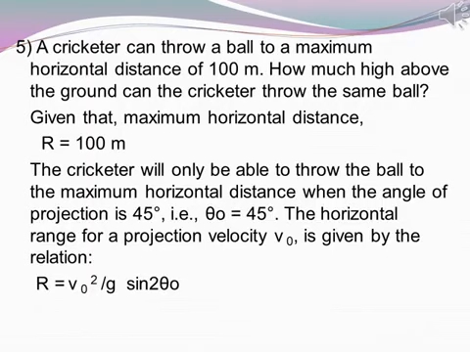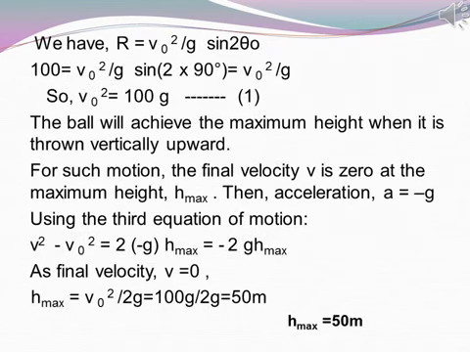Then what should be the horizontal range for the projection velocity V0? It is given by the relation r is equal to V0 square by g into sine 2 theta 0. Then 100 meter is equal to V0 square by g into sine 2 into 45 degree. Then 100 is equal to V0 square by g. So V0 square is equal to 100g, which is the expression 1.